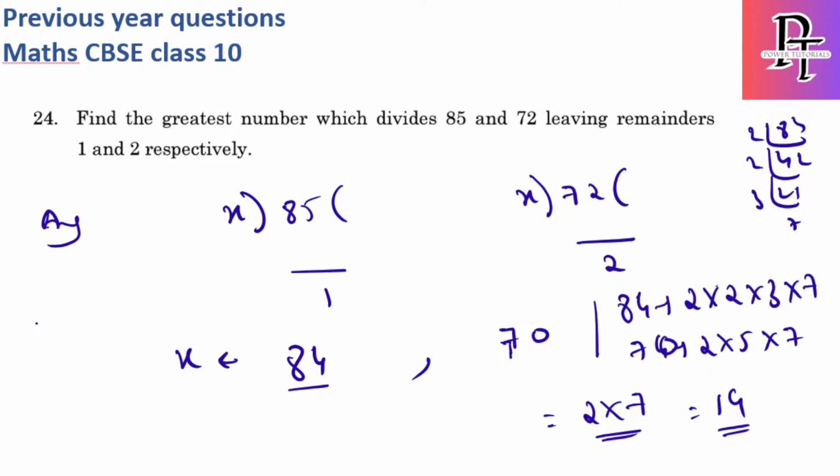So if I divide 85 by 14, 14 6s are 84, I'll get remainder 1. Same way for 72 also, 14 5s are 70, I'll get the remainder as 2. Got it? Let's see the 25th question.